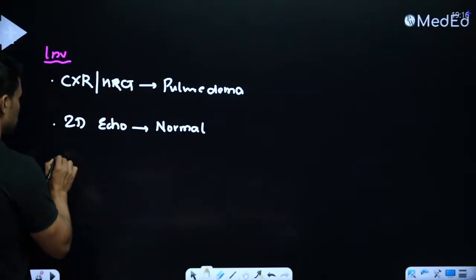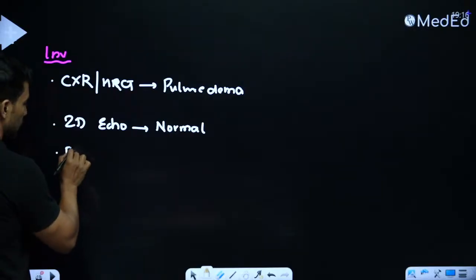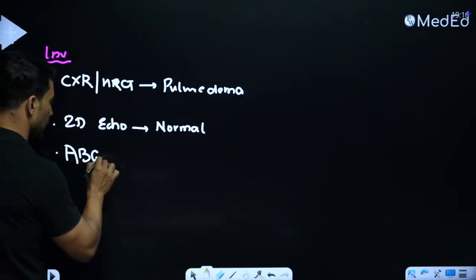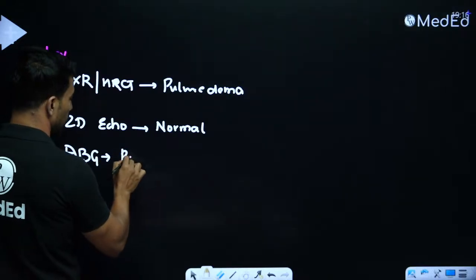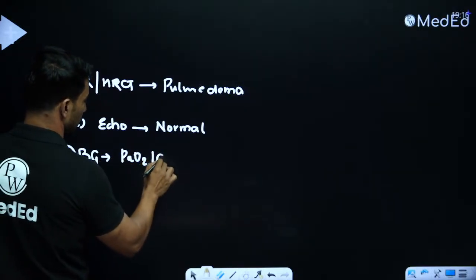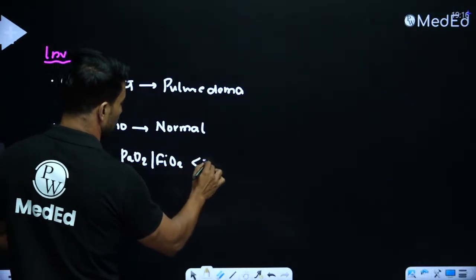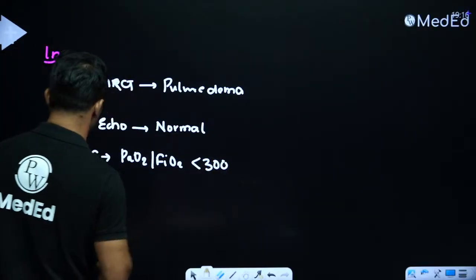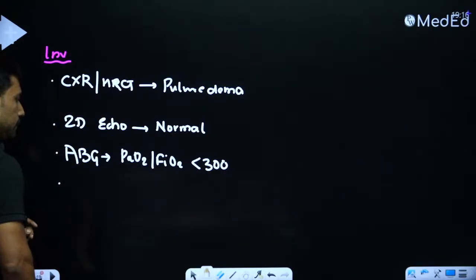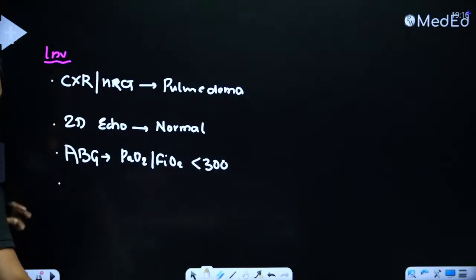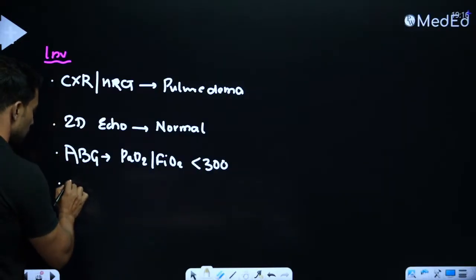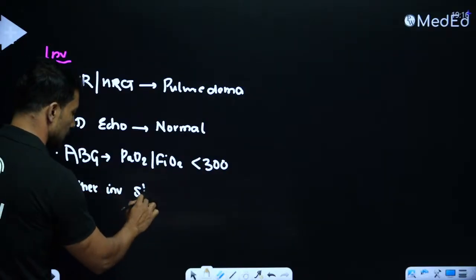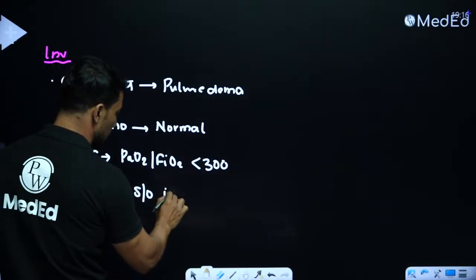The echo he will mention as normal, and as we just discussed, they may mention an ABG showing hypoxia where you will have PaO2 by FiO2 of less than 300. Normal is more than 400. Okay. And then what else they will mention in the investigations? They may mention other investigations suggestive of inciting event.